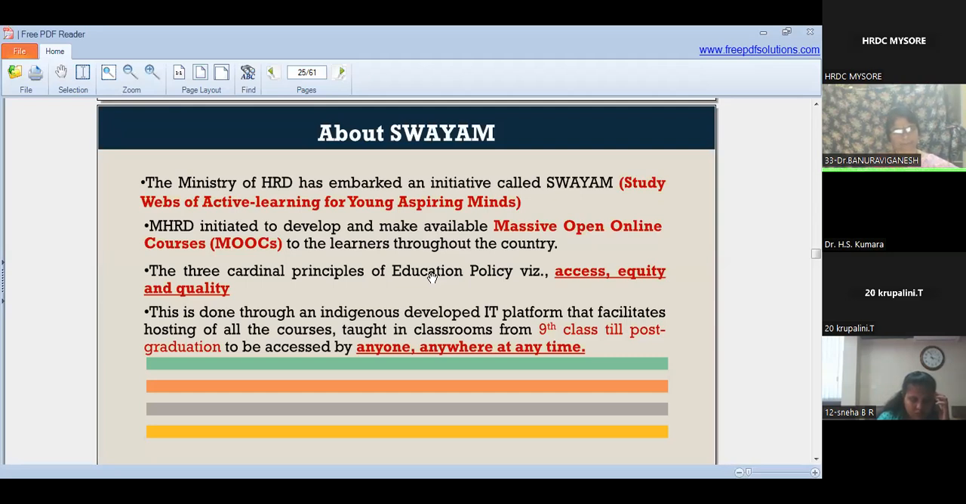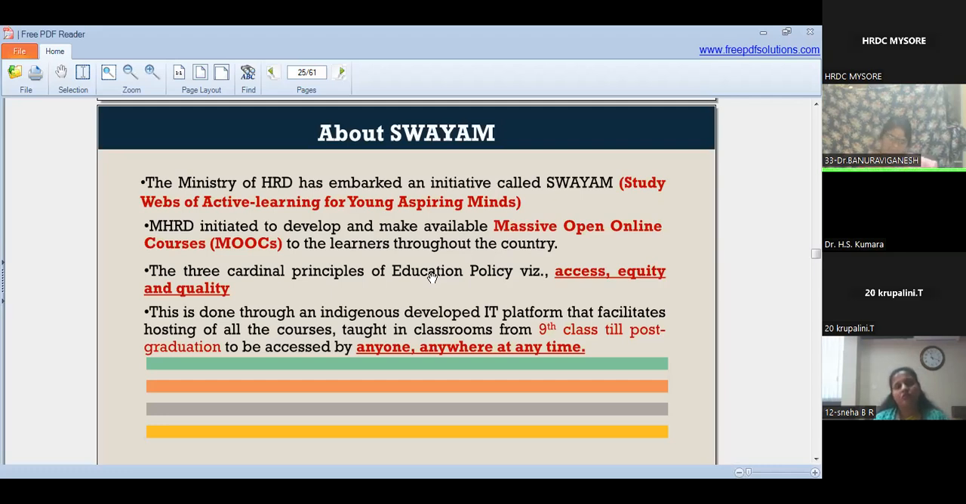Somebody is studying in a remote area, somebody in a rural area. Probably it is very difficult to access some content or courses developed by an Institute of Medical Science professor, or the National Law School, or a JNU professor. This can be accessed all over India, by anybody, anytime. Then also equity, and then quality of the courses. These are what we call the three cardinal principles.